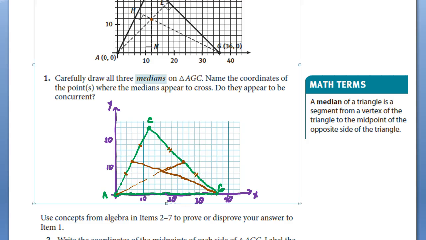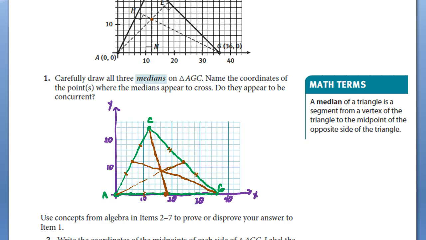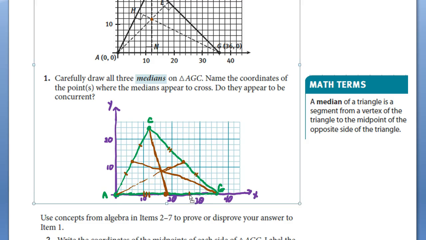So connecting vertex A to that dot, we get this right here, which splits this up into 2 congruent pieces. And finally, the median that comes down from point C is going to touch the bottom of the triangle in the exact middle. Well, it is 36 units long, so going to the 18 right there would be the halfway point. So we'll carefully draw down towards that dot, and that separates the bottom into congruent pieces. So the brown lines are the medians of the triangle.